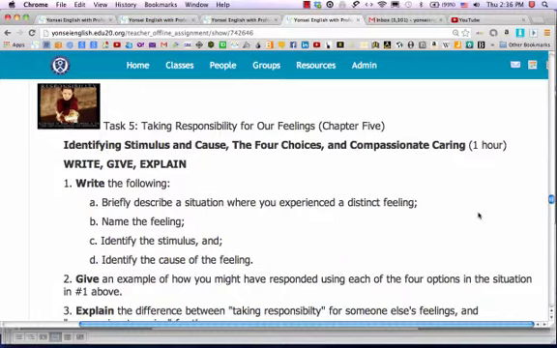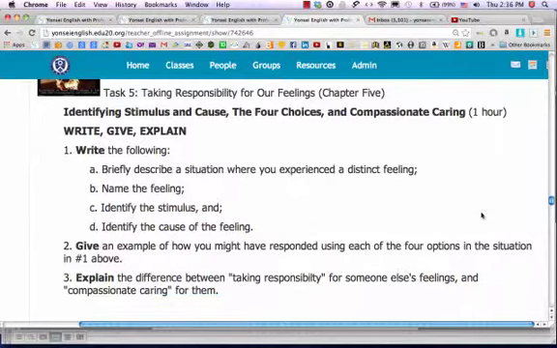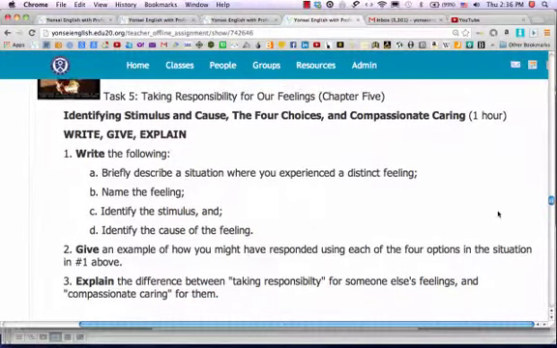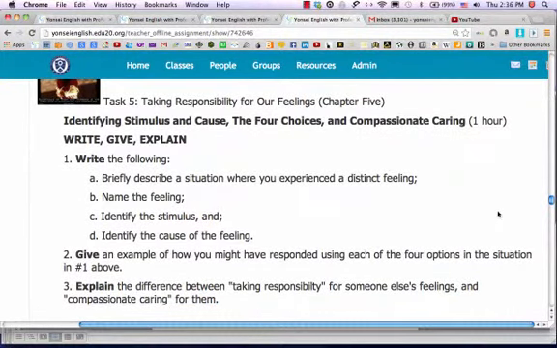And then D, I want you to identify the cause of the feeling. What was the cause? What caused you to actually have that feeling? Was it what actually happened, or was it how you actually thought about what happened, or chose to think about what happened?